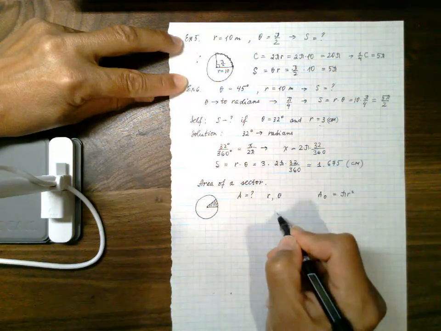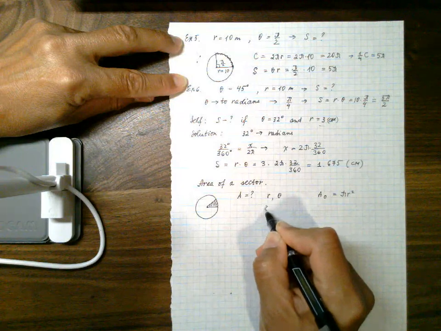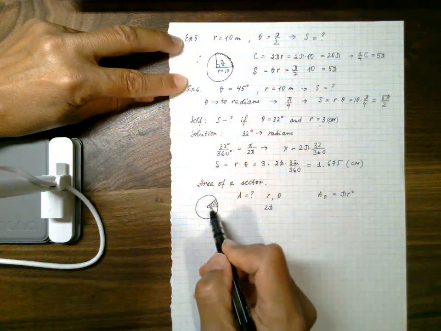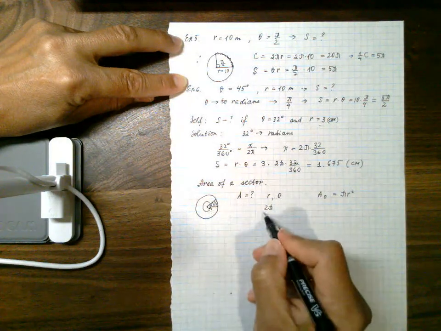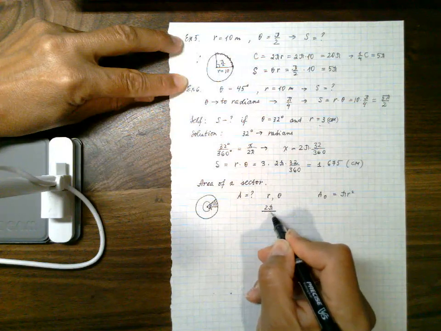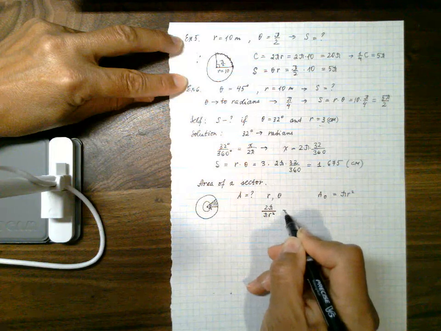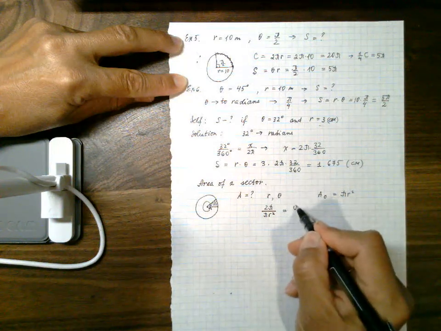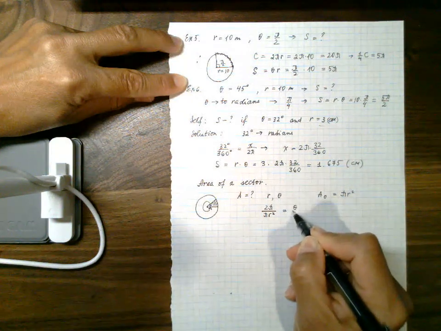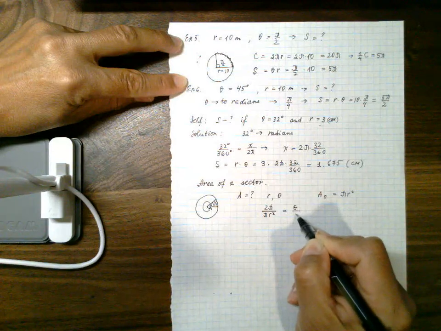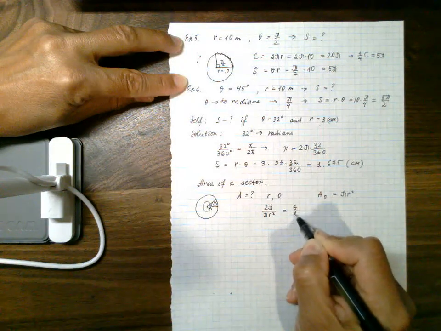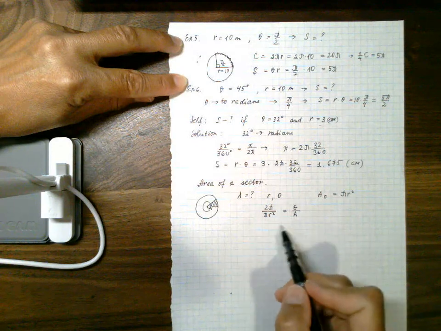So I'm going to write a proportion looking like this. The whole angle 2 pi is going to give me the area equal to pi r squared. Now, the angle theta is going to give me some unknown area. I don't know, I'm just going to call it A. What do we know in this proportion?